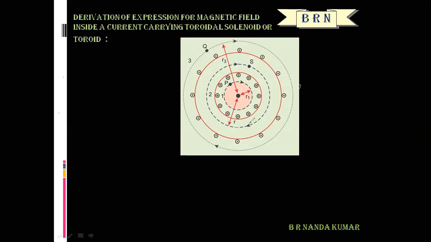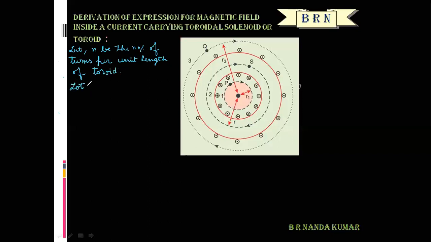Actually, here we have to calculate what amount of magnetic field is produced inside a current carrying toroidal solenoid. In the first case, let n be the number of turns per unit length of toroid.